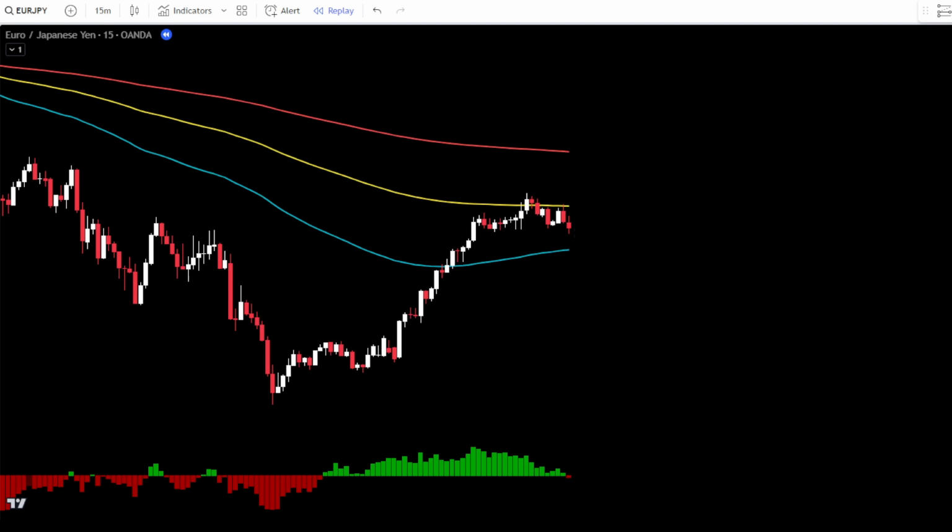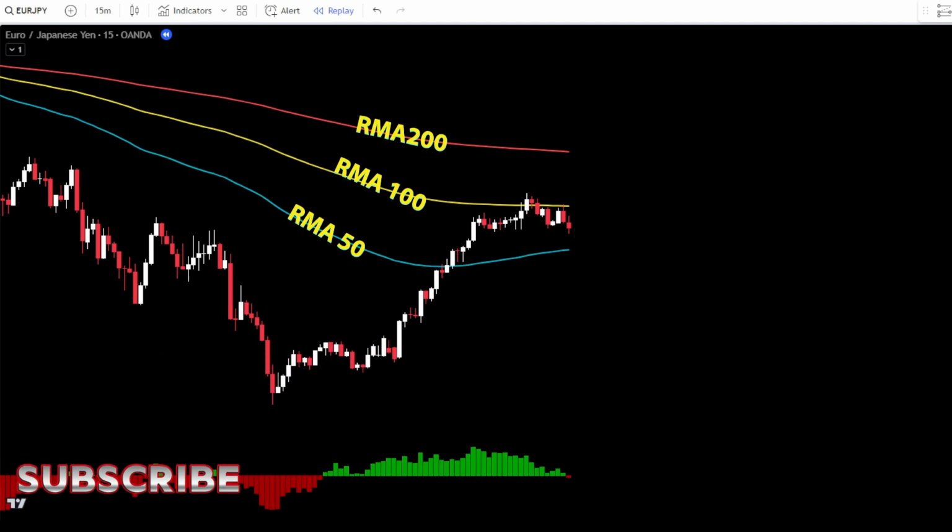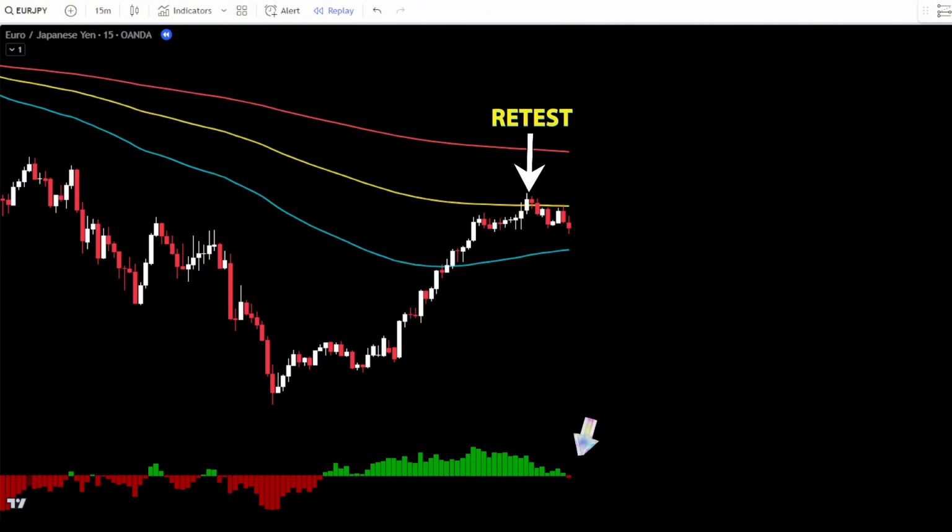How to place a sell entry. If the RMA 50 and RMA 100 cross or are below the RMA 200, this indicates a bearish trend. In this situation, your main focus is to wait until the price candlestick retests and touches the RMA 100 line. If the price candlestick has retested and touched the RMA 100 line, wait until the Sell by Rates indicator changes from green to red. Ensure that the price candlestick does not touch the RMA 200 line.